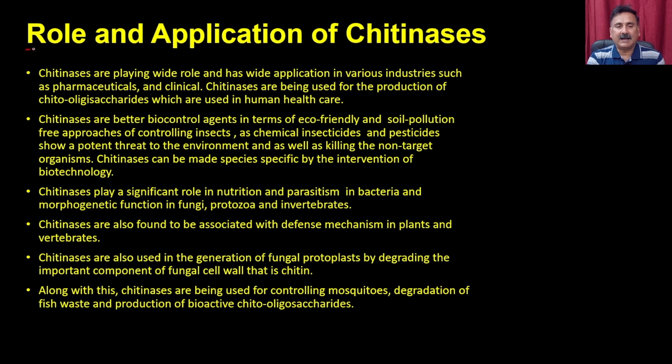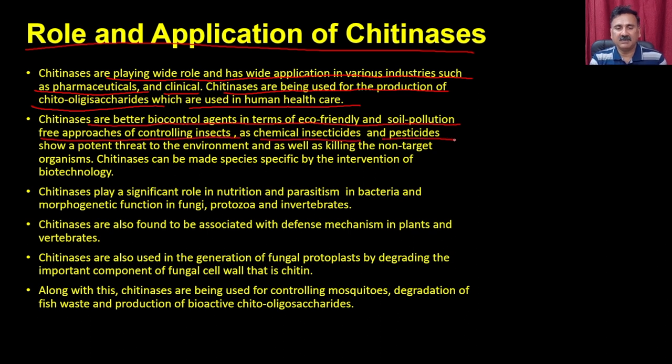So what are the role and the applications of the chitinases? Chitinases play a wide role and have wide application in various industries such as pharmaceuticals and clinical settings. Chitinases are used for the production of chitooligosaccharides, which are used in human healthcare. Chitinases are better biocontrol agents in terms of eco-friendly and soil-pollution-free approaches to controlling insects, as chemical insecticides and pesticides pose a potent threat to the environment as well as killing non-target organisms. Chitinases can be made species-specific by the intervention of biotechnology.